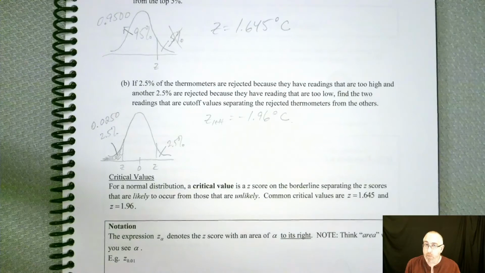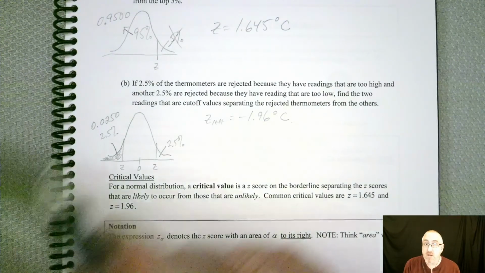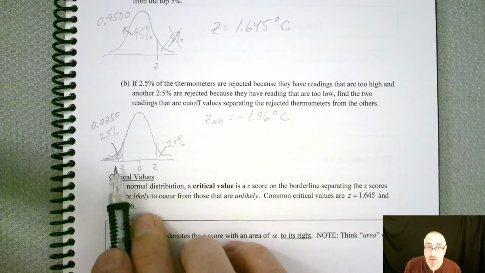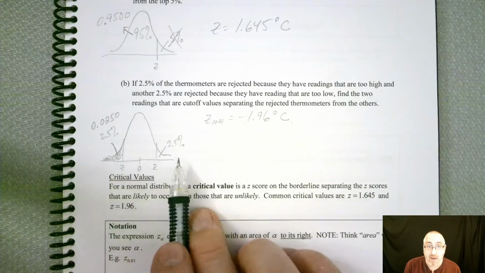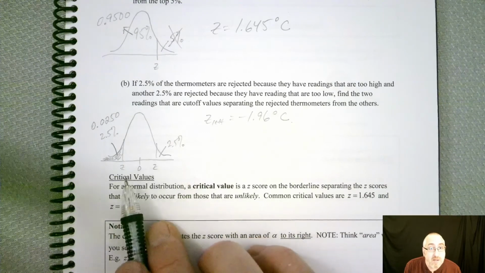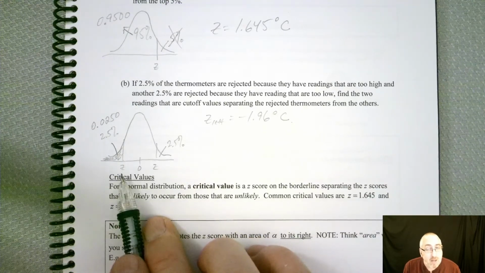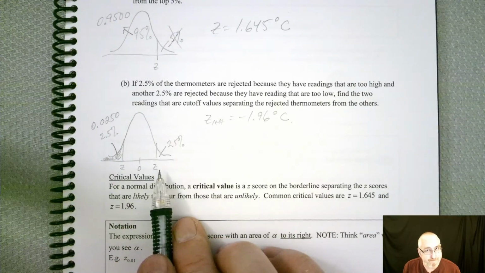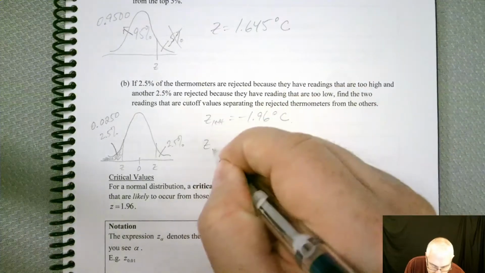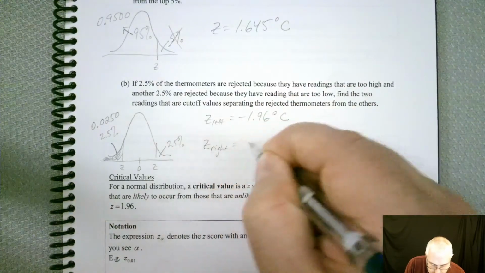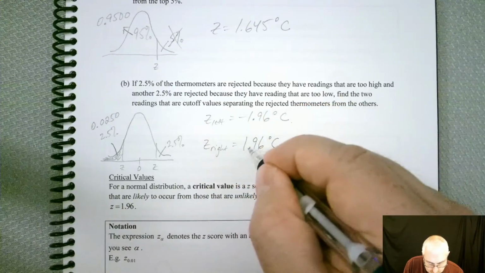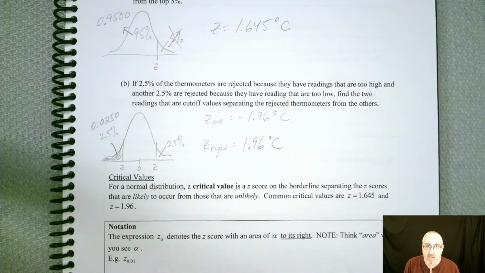Now, riddle me this. This is a nice symmetrical graph, a symmetrical bell. It's centered around 0. You've got 2.5% on this side. You've got 2.5% on this side. This z-score was negative 1.96. So what's your gut thought on what this z-score should be? Yeah, it's going to have to be the positive, right? Positive 1.96. Math is logical. So if you think it makes sense that it would be positive 1.96, you're probably right.